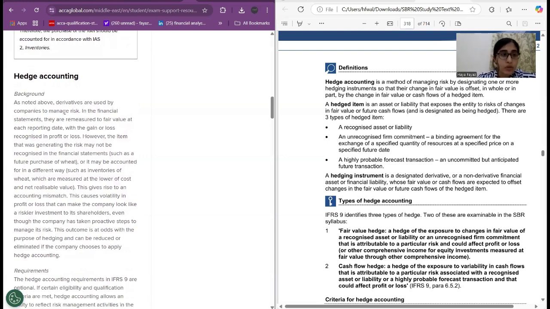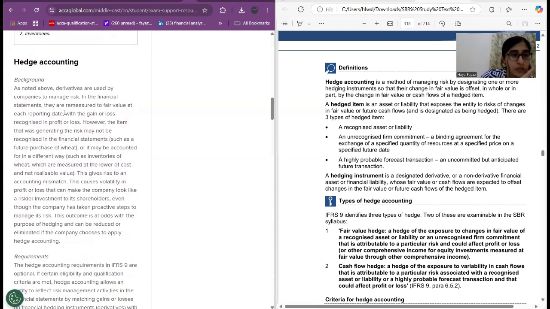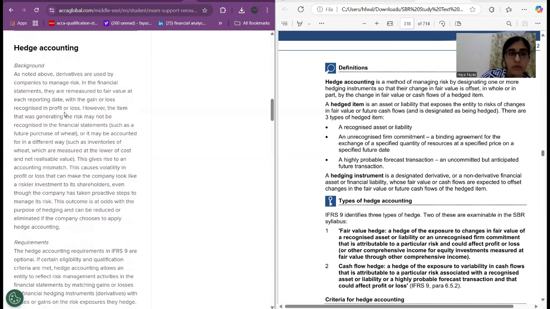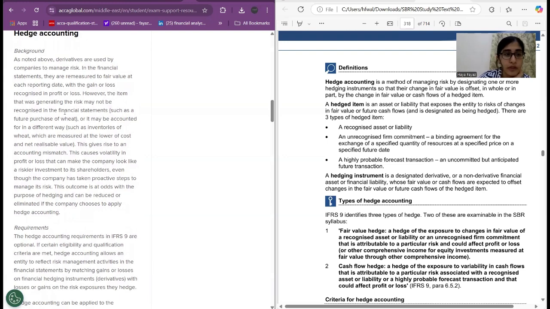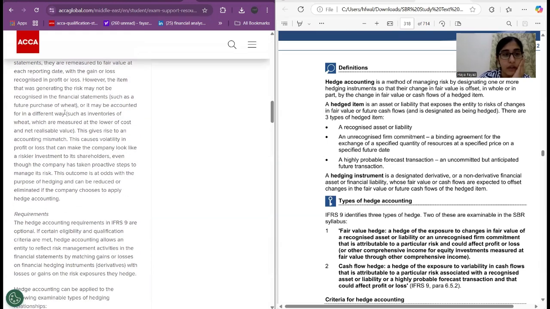Now, hedge accounting. As noted above, derivatives are used by companies to manage risk. In the financial statements, they are remeasured to fair value at each reporting date with a gain or loss recognized in P&L. However, the item that was generating the risk may not be recognized in the financial statements, such as a future purchase of wheat, or it may be accounted for in a different way, like inventories of wheat, which are measured at lower of cost and NRV. Exactly. This gives rise to an accounting mismatch. This causes volatility in P&L and can make the company look like a riskier investment.